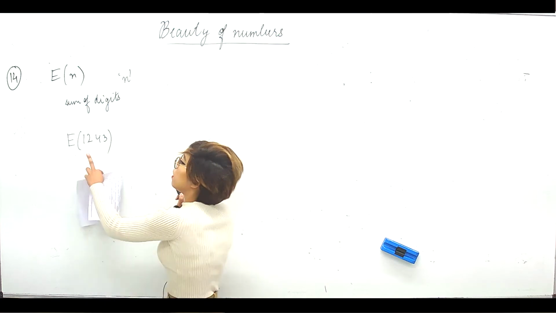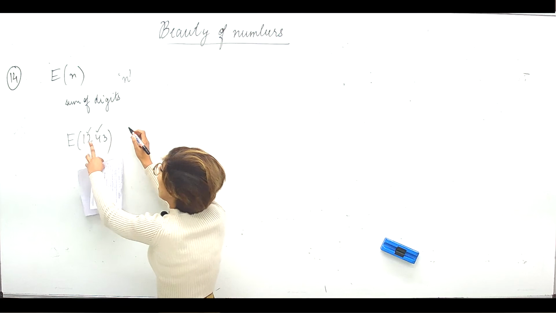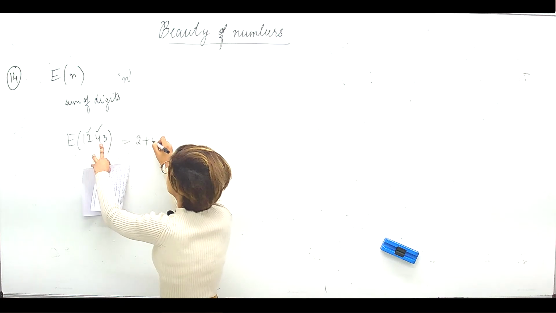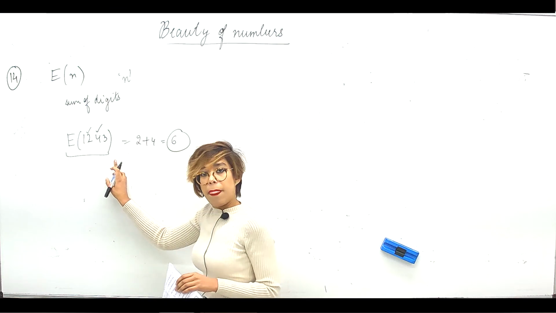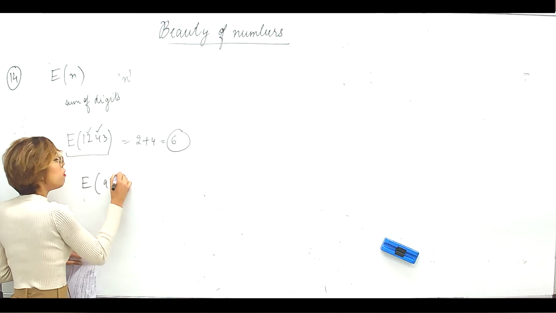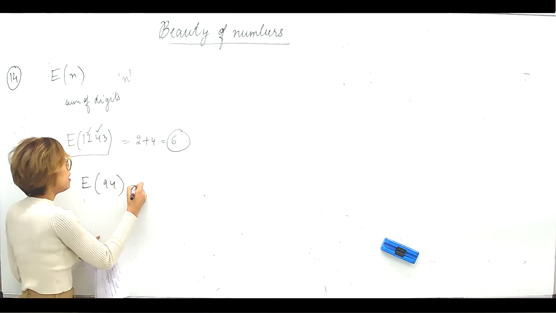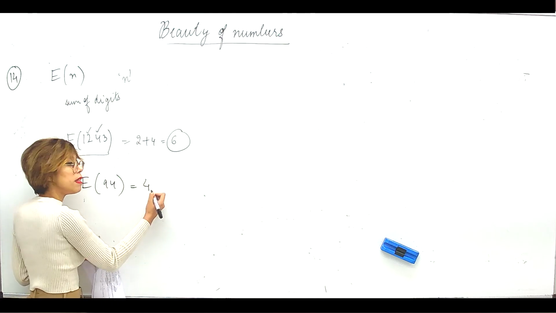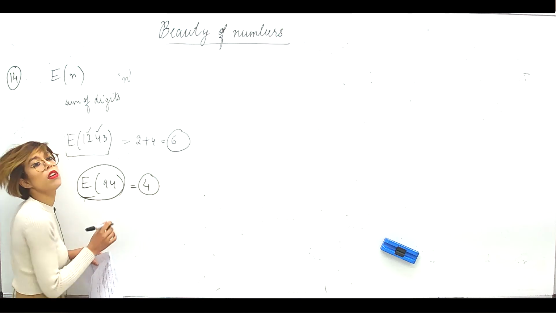Now this is clearly a number. Now I'll look for the even digits. So 2 and 4, and I'll add them up. This sum will give me E of this number. Now suppose I take the number to be E of 94. Now, even digit, just 4. So this sum will be equal to 4. So E of 94 will be 4.